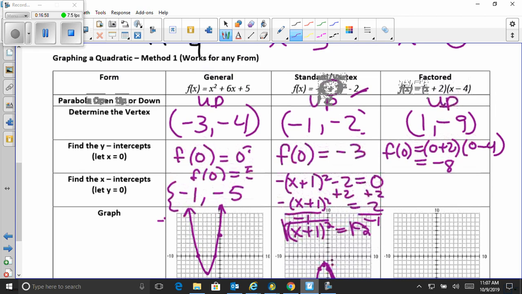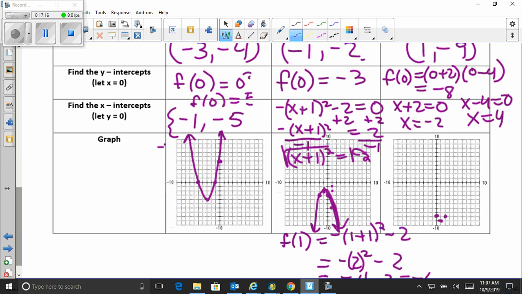And finding my x-intercepts, there's nothing easier to find than your x-intercepts when you're in factored form, because remember you're just solving that. So x would be -2, that's one of them. And the other one is this. So x is -2 and 4.